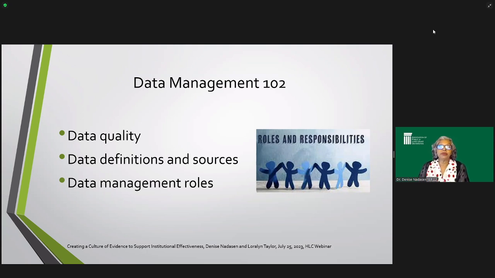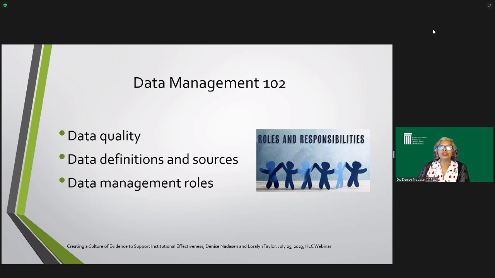Definitions should be agreed upon and available through a central resource. Sometimes this takes a little bit of work and a coordinated effort. Definitions may change over time. You may have multiple definitions for a single variable. So having a resource where all of that is clarified is really, really helpful. It also creates some transparency and trust with the data.